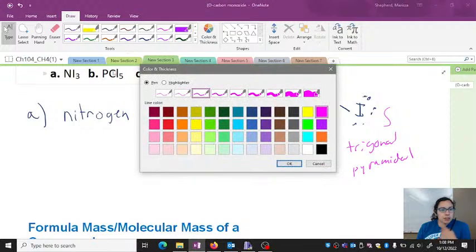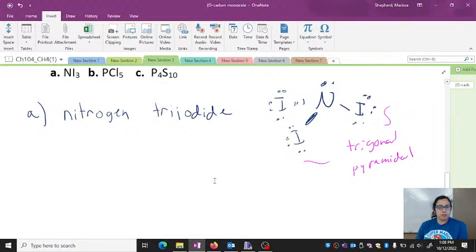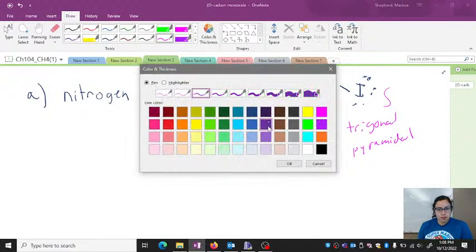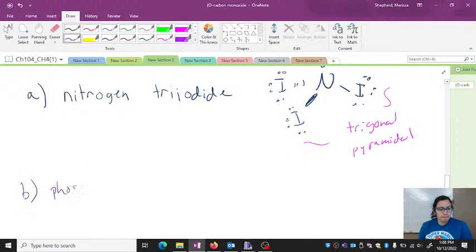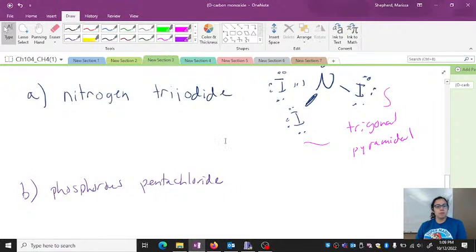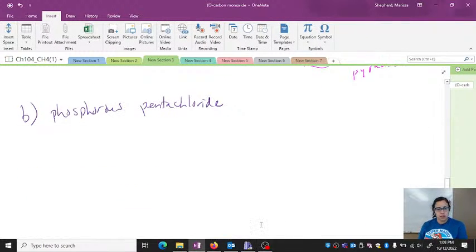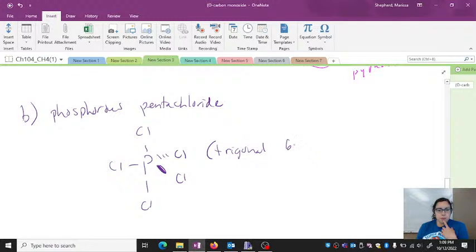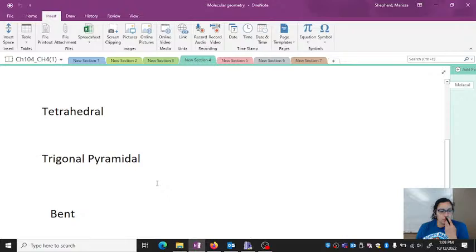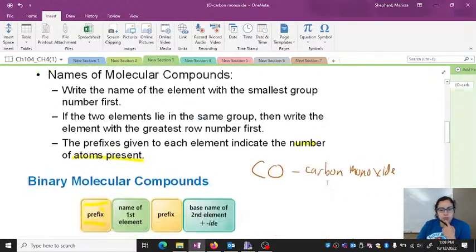All right, B. Phosphorus pentachloride. Exactly. This one is not as typical, but was kind of our standard expanded octet geometry. You don't need to know this geometry, but I'll still give it to you. So trigonal bipyramidal. I was just making sure it was not on your list.